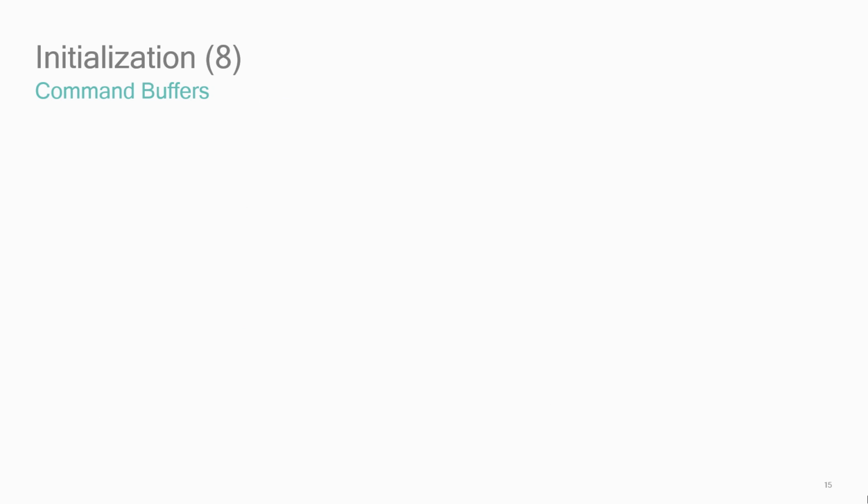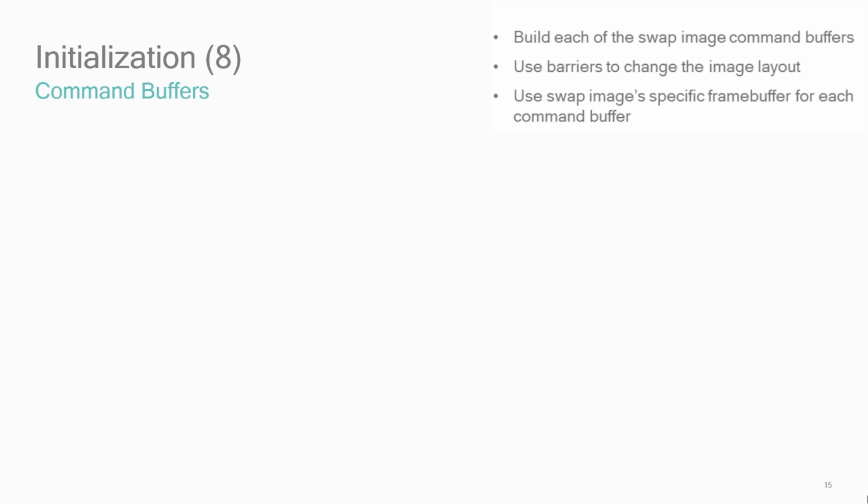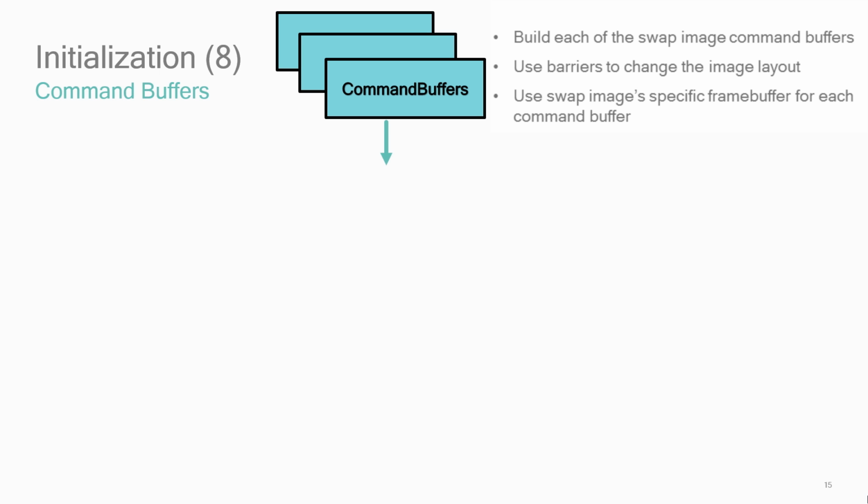Now we build our command buffers. The overall strategy will be to build one command buffer for each swap buffer image. We'll use barriers, another Vulkan synchronization tool, to change the image layout. And we'll use a swap buffer's specific frame buffer for each command buffer. We have a set of command buffers, one for each swap image buffer. Each of them gets built in the same manner.